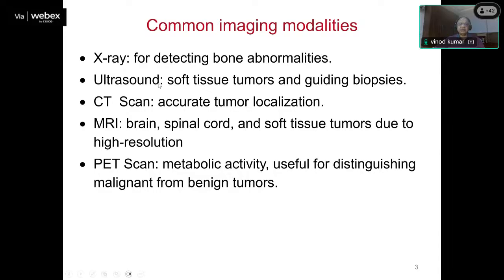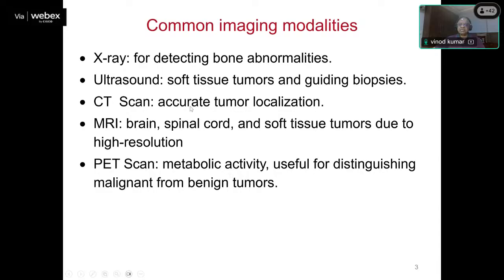Second modality, which is very common, is ultrasound. Ultrasound is basically to differentiate soft tissues. The echoes are generated when there is a change in media. So this modality is very good for studying the tumors and even for guiding biopsies. Then CT scan, that is computer tomography. Computer tomography is also X-ray based, but in this case, a large number of images or scans are taken, and then combined with the help of a computer to develop a 2D or 3D image.